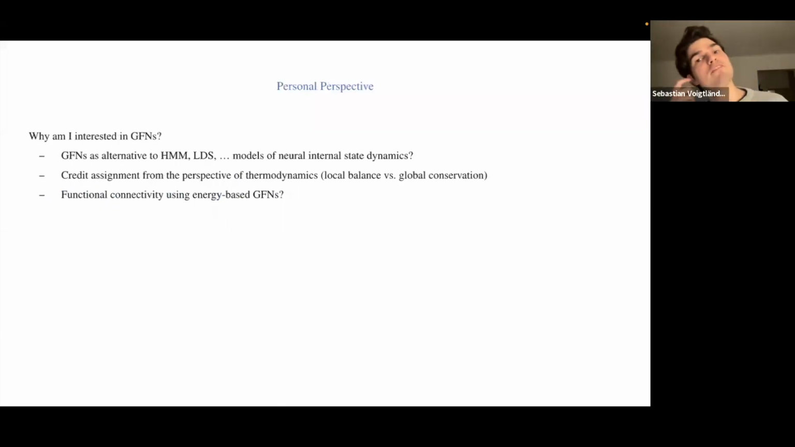So my personal perspective is that I became very interested in GFlowNets because I'm interested in models of neural internal state dynamics, and there's lots of literature from the machine learning field, but none of them from the GFlowNet perspective yet. I think applying principles from thermodynamics and statistical physics, especially continuity equations, to the questions of neural internal state and conservation of information in the brain could be very interesting alternatives to hidden Markov models and linear dynamical system models, which are used right now.